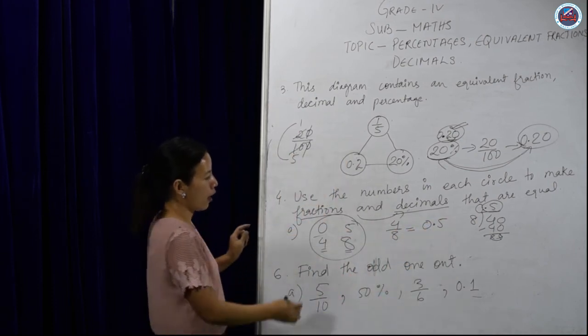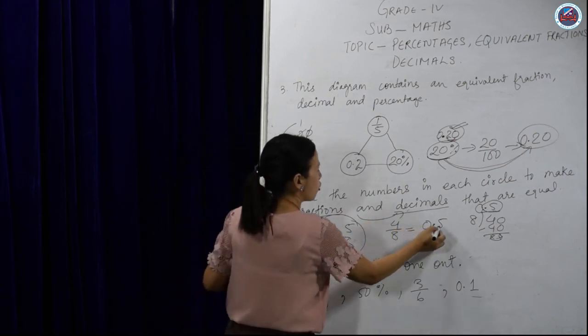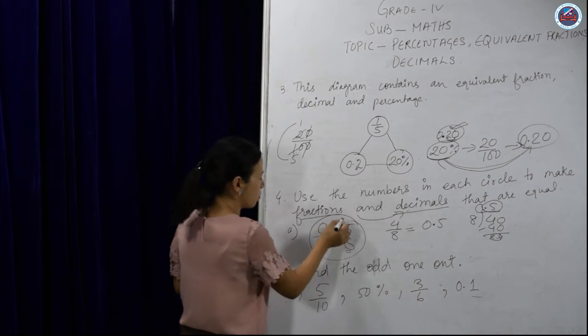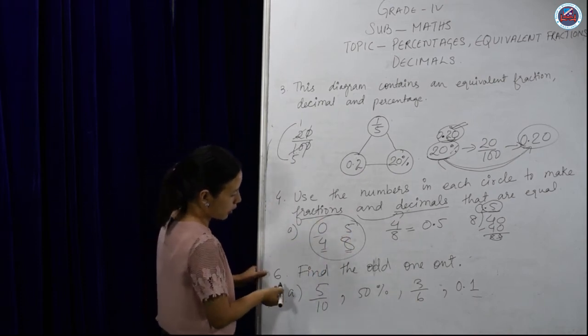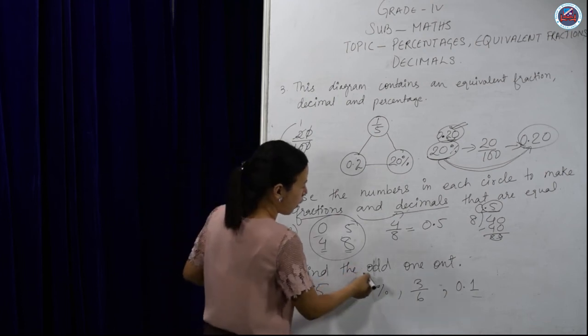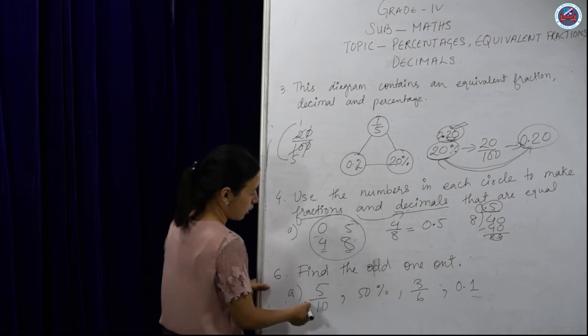So this way, you have to make sure you take the number in such a way that when you divide, your answer should be inside the circle only. Now, let's find out this last question. It says, find the odd one out. Now, let's find out which one is the odd one, okay?